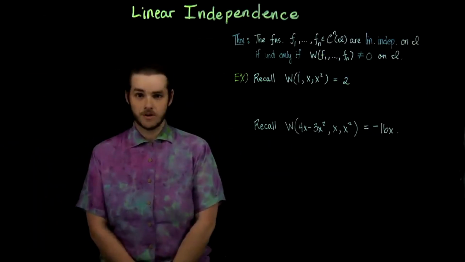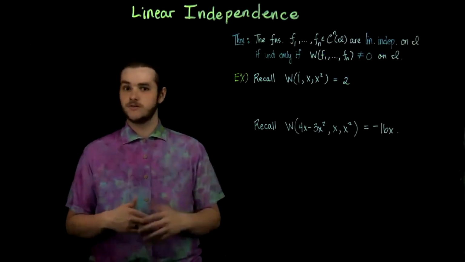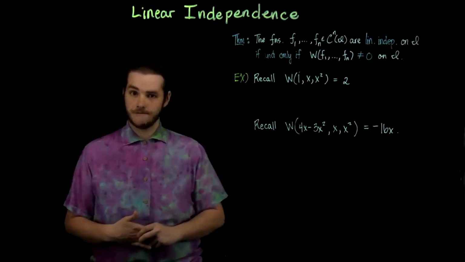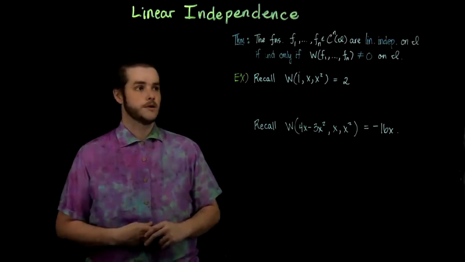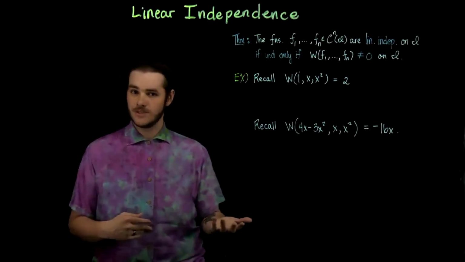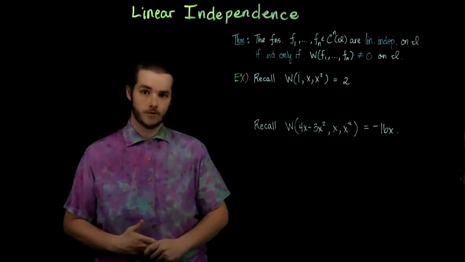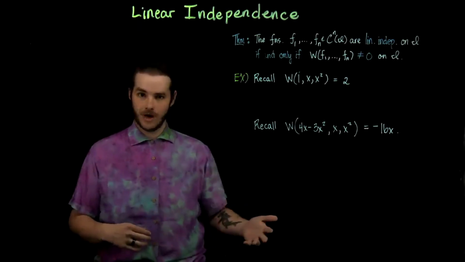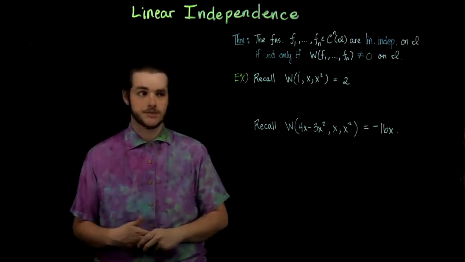Well, it turns out that relationship is pretty deep, actually. Functions are linearly independent if and only if the Wronskian is non-zero on that interval. Of course, we can really only use this theorem when our functions are sufficiently smooth, or I can differentiate them enough times to build the Wronskian, but in the examples we've seen so far, that's been the case.